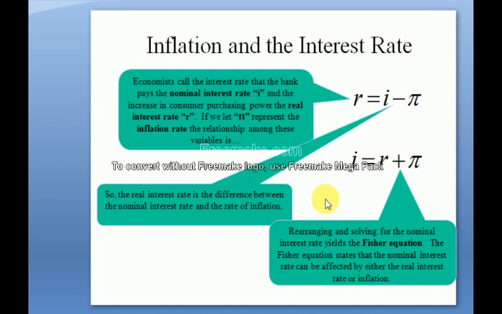So inflation and interest rate is explained through a formula. R is equal to I minus pi, where R is the real interest rate, I is the nominal interest rate, and pi is the inflationary effect or inflation rate. So first of all, we will learn about the nominal interest rate and the real interest rate.